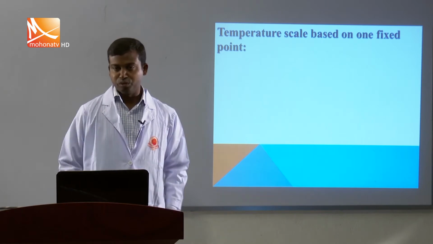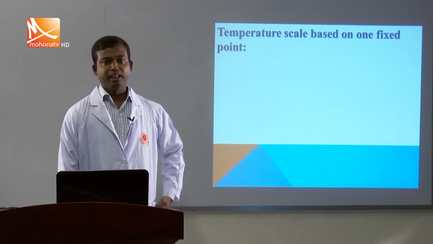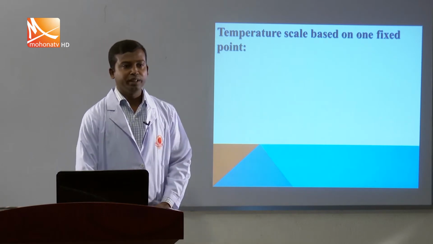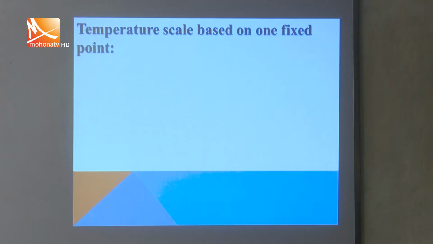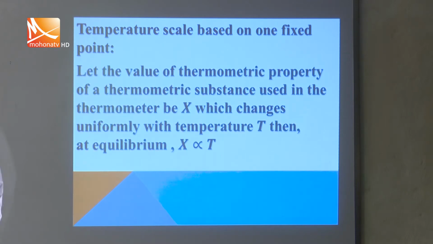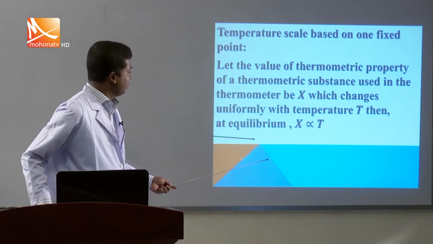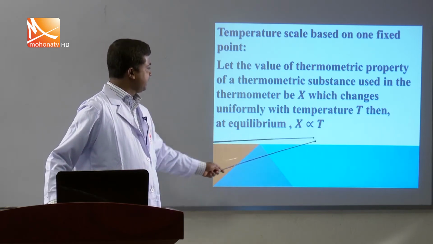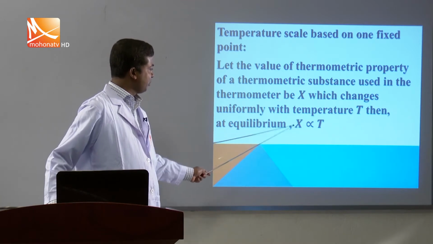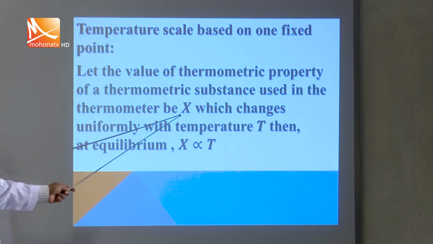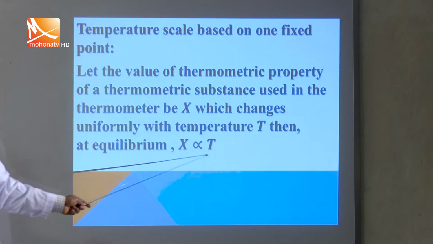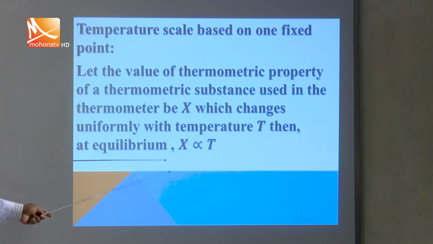And you know what is the triple point of water? Triple point of water means a particular temperature at which water coexists in its three states. And there you know that this temperature is 273.16 Kelvin. So, by using a thermometric property and using one fixed point, you can make a thermometer. You have to follow this. Suppose this is the thermometric property and this is the temperature. You know that this is the thermometric property of the thermometric substance used in a thermometer, and this is the temperature, and these two are directly related with a proportional relation.